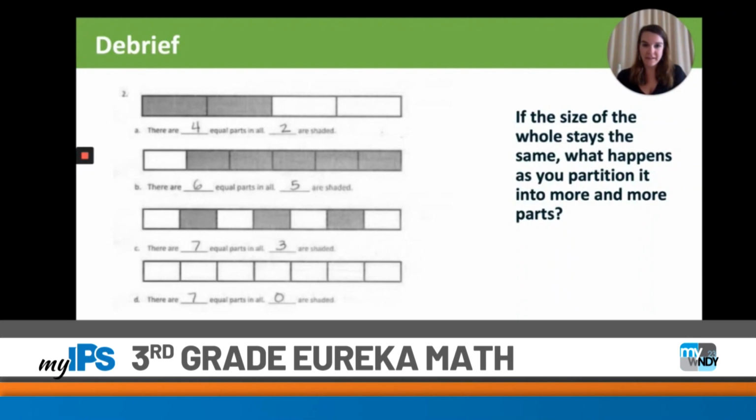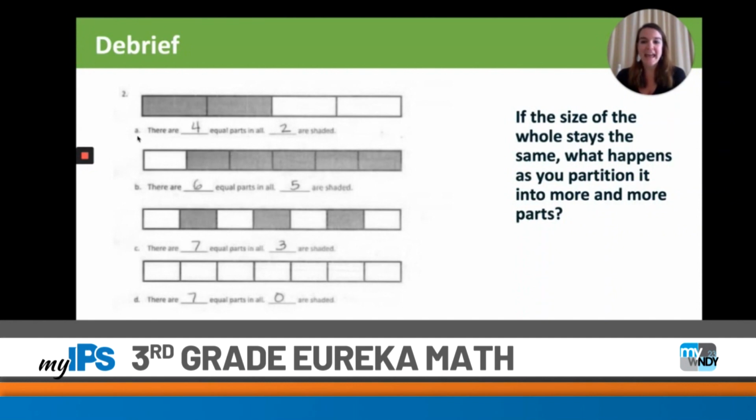Maybe you were thinking about how when we were folding it, when we folded it into eighths, remember how tiny the pieces were? When we folded it into 6, the pieces weren't quite as tiny, but they were still smaller. So maybe you noticed that as we fold or partition, cut, the pieces get smaller.